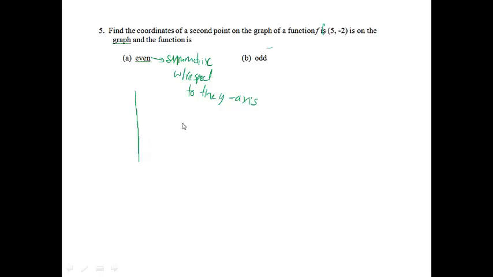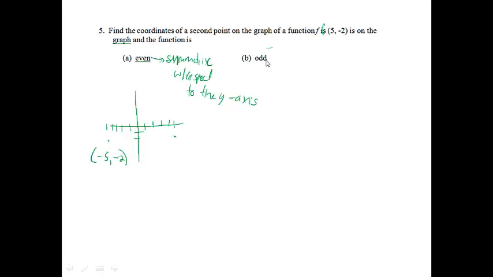So if I draw the point 5, -2, which is right there, I need the y-axis to act like a mirror. So if the y-axis is acting like a mirror, there's going to be another point over on the other side down there. So when I'm looking for that second point would be -5, -2.